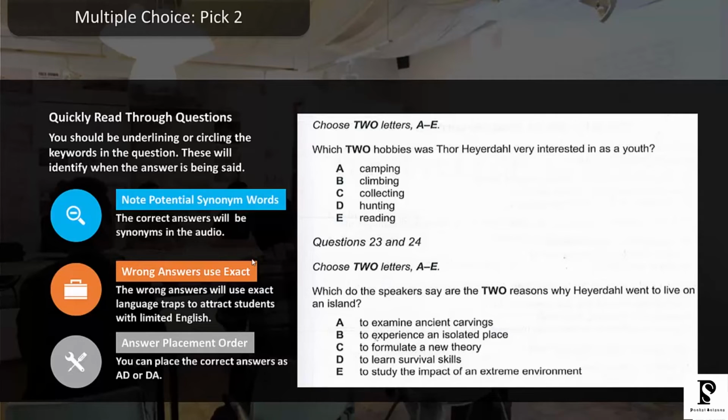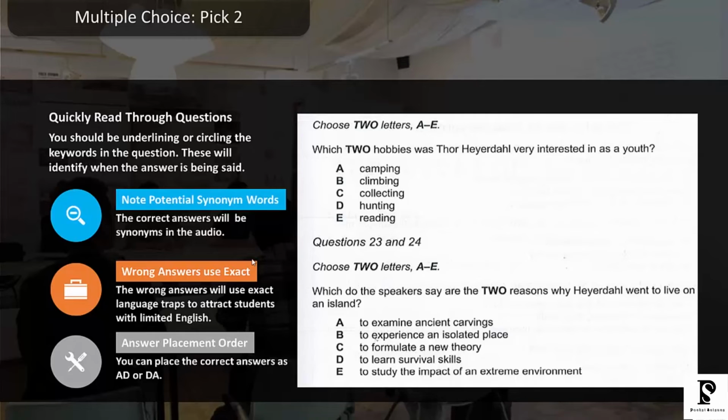In terms of answer placement, it doesn't matter when you write your answers. If you make number 10 D and number 11 B, or you write it B and D, it does not matter. Now, again, most likely when you hear the answer choices, the correct answer choices will use synonyms. They may not say the word climbing directly or the word hunting directly. They may use language to describe what that is. They're testing if you can make that match. That's the test.